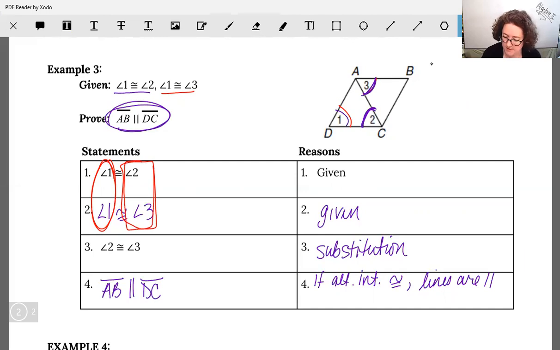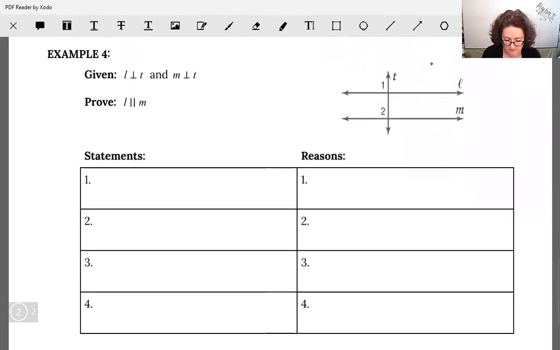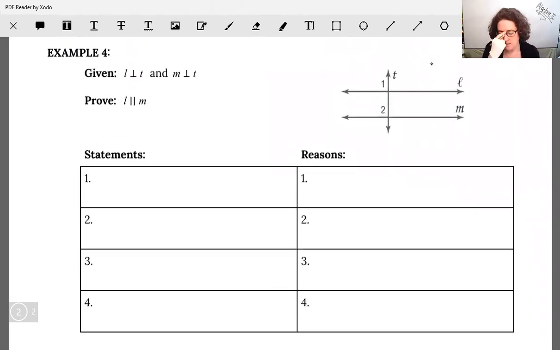Oops, let's go back to my select tool. There we go. So proof number 4, again, fairly short, only 4 steps. But this one's completely blank.